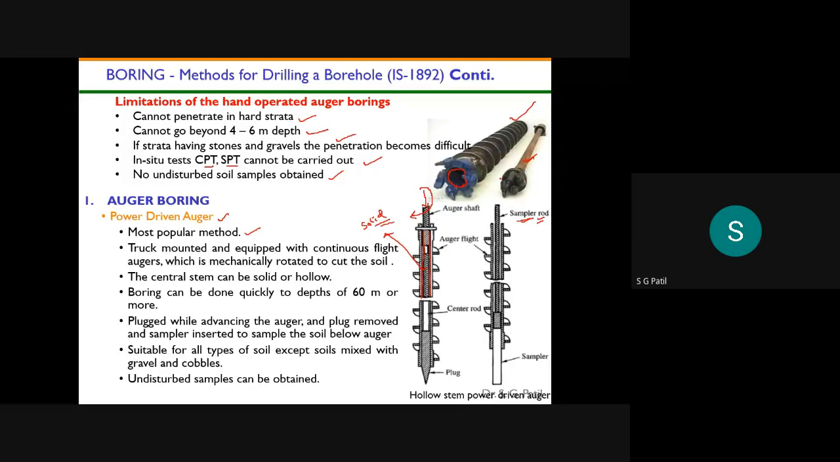It is a hollow auger system, but it may also have a solid one. Solid means you can't remove the central portion; it will be fixed inside the auger. So if you want to collect the soil sample, you have to remove the entire auger assembly, including the central portion. Everything has to be removed. Then you insert the sampler inside the ground and get the soil sample.